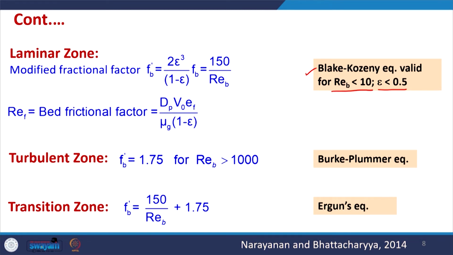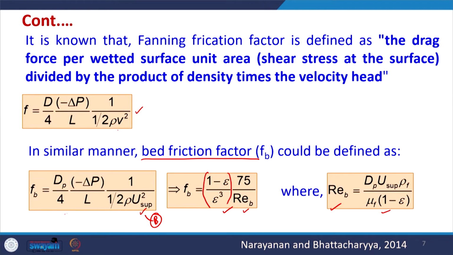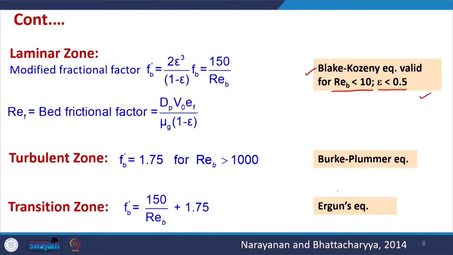So, this is the condition we will generally be finding in our case in filtration. So, we have to cross check whether the Reynolds number is less than 10 or not. If it is less than 10, under that condition there is a modified friction factor that was defined, and for easiness it was defined as 150 by REB. So, it is very simple: FB dash is equal to 150 by REB, and this is the modified friction factor, and here we cross check with respect to REB what the range is.